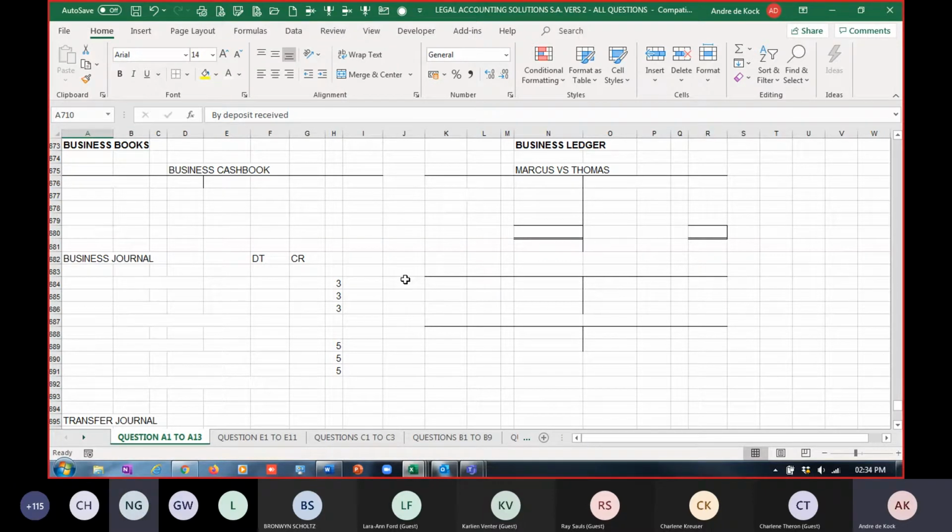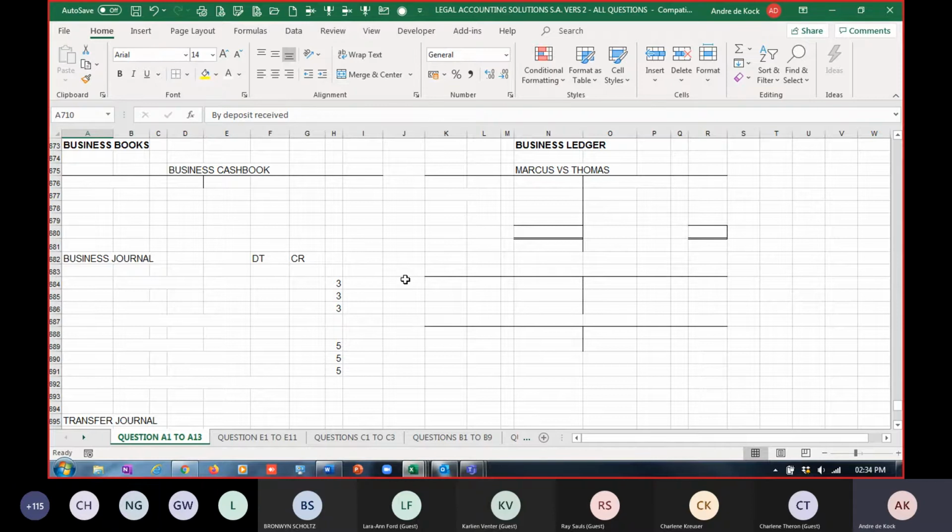So Marcus instructs you to collect 5,000 from Thomas. Now, that instruction to collect the 5,000, is there a transaction there? No, it's purely an instruction. We can't charge, there's no entry to be recorded, it's an instruction.